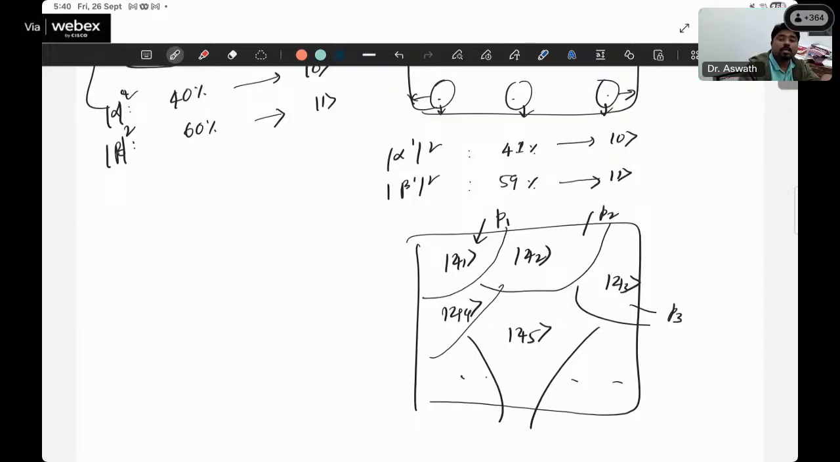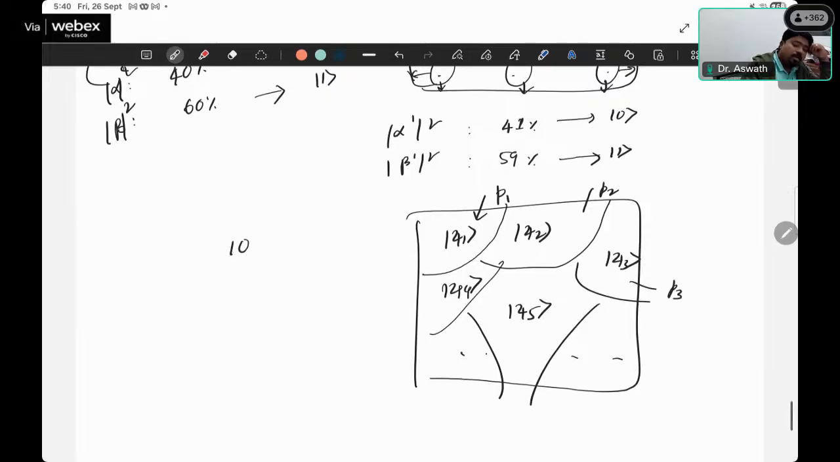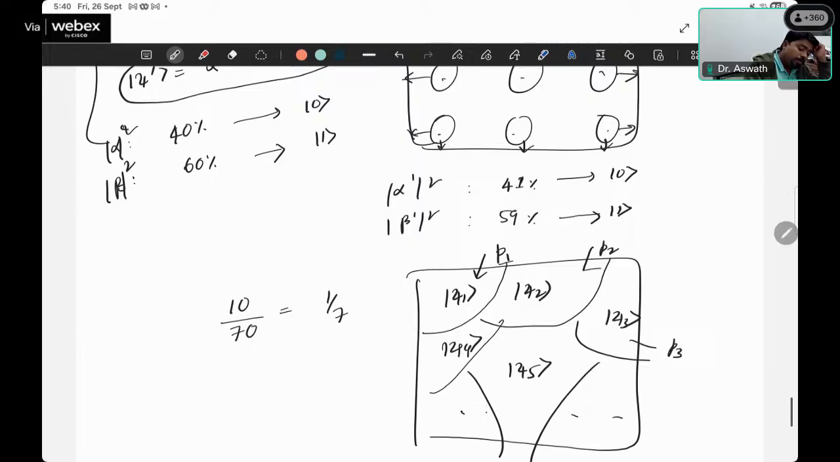They are all nicely mixed. If I ask you what is the chance that a ball I pick with my eyes closed falls into a particular color, say red, there are 10 red balls out of 70 overall balls, so the probability is 1 by 7. Likewise, I will have an individual probability for each particular group: P1, P2 and P3.